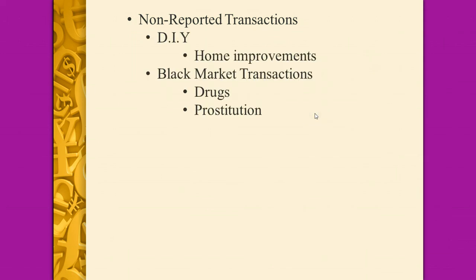Non-reported transactions. Do-it-yourself home improvements. So you go down to your local Bunnings and you may buy $10,000 worth of stuff to build a new shed or something out the back. While the $10,000 worth of stuff that you bought from Bunnings will be included in GDP, the value of the shed that you build will not be.